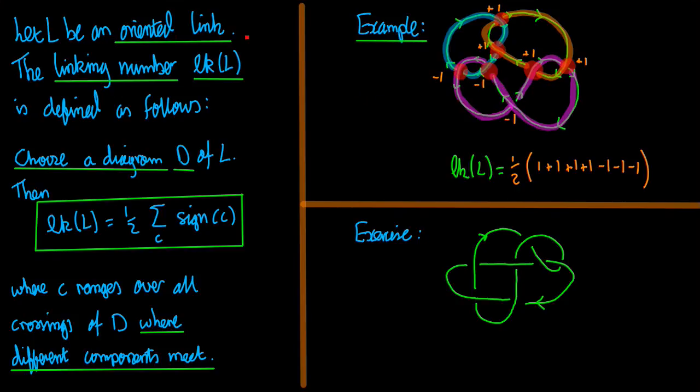So let's erase our incorrect computation of the linking number. And now let's do it properly. So I'm going to count the four red crossings. So there's plus one, plus one, plus one. No, there's four plus ones and two minus ones. So this is one half of four minus two, which is one half of two, which is one. Excellent. Okay.